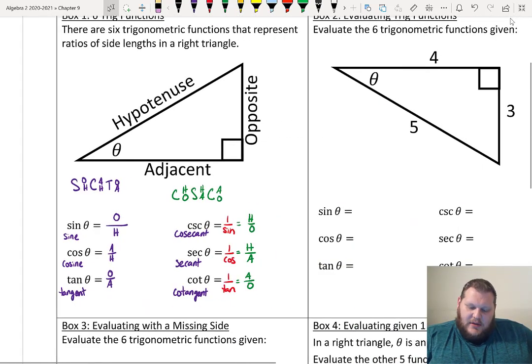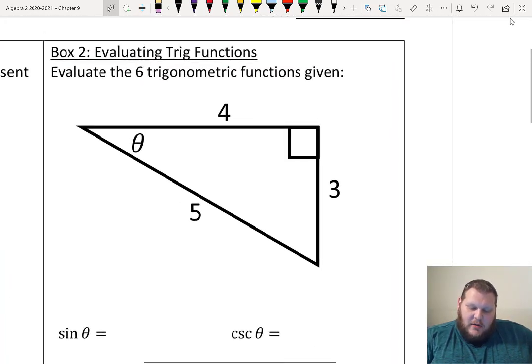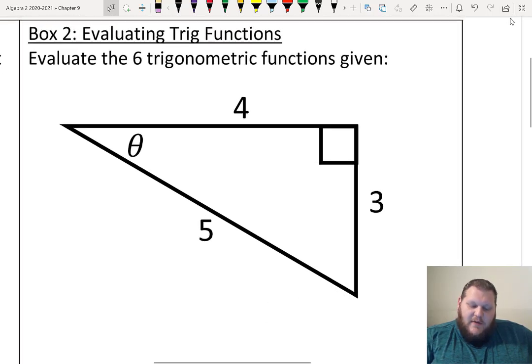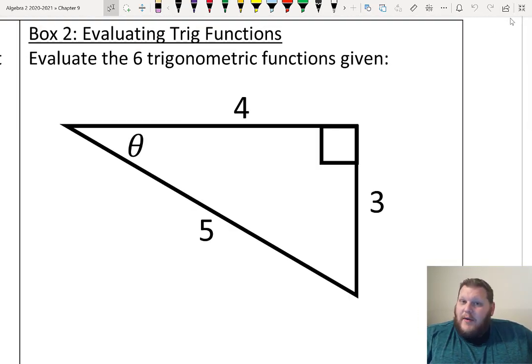All right, so getting into box 2. Box 2 is just asking us to evaluate my 6 trig functions given this right triangle. Before we can get into actually evaluating them, we need to establish which side is the opposite, which side is the adjacent, and which one is the hypotenuse. If you can't do that, you can't do the rest of it.